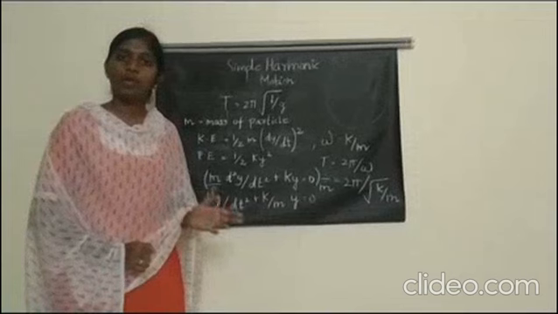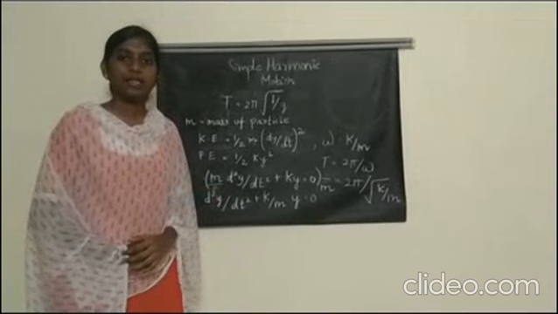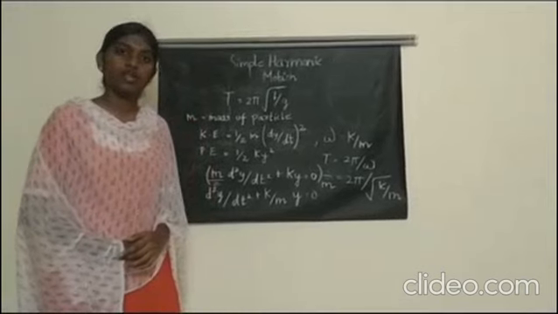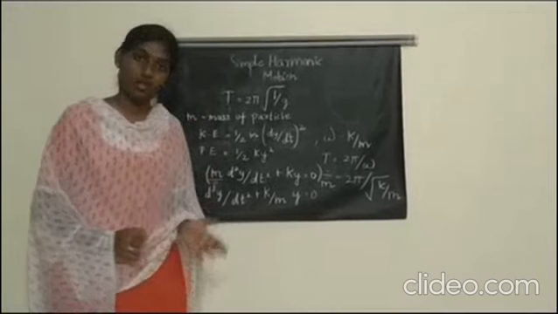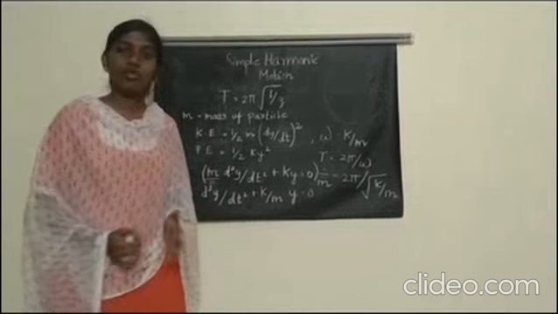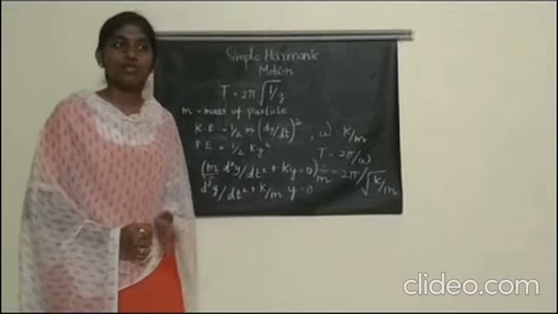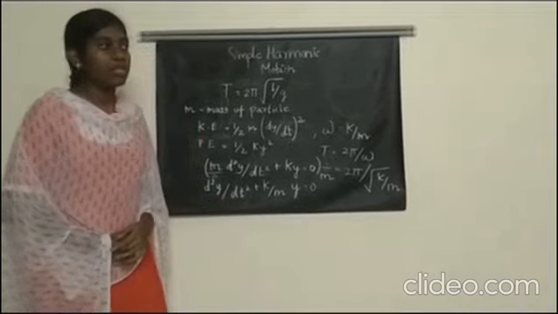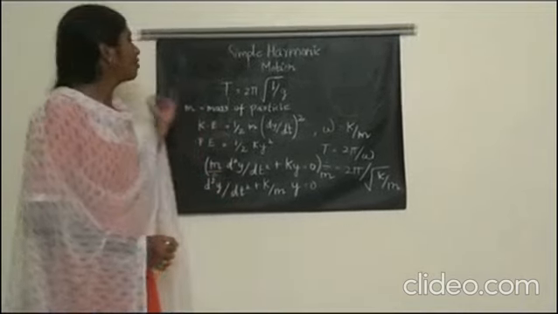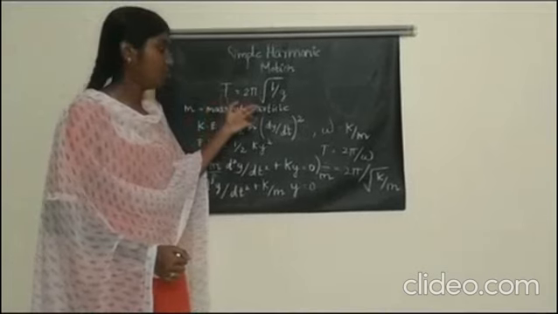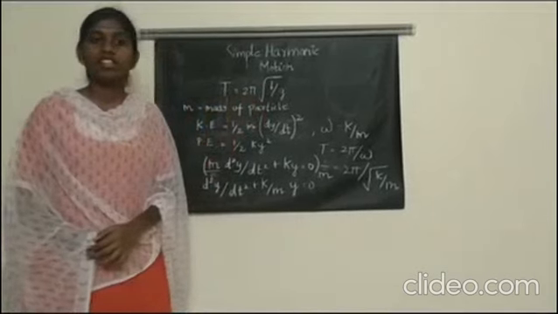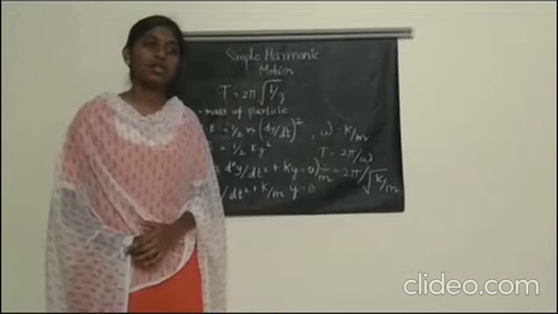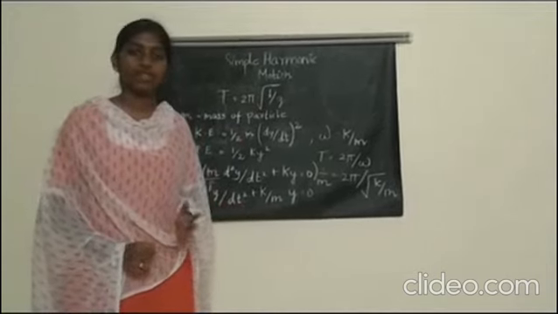When the bob of a simple pendulum is disturbed once, the bob continues to oscillate infinitely as there is no external force acting on it, since the simple pendulum is kept in a vacuum. Then the time period of this oscillation is T equals 2 pi into root of L by g. The time period depends upon the length of the pendulum and the acceleration due to gravity.